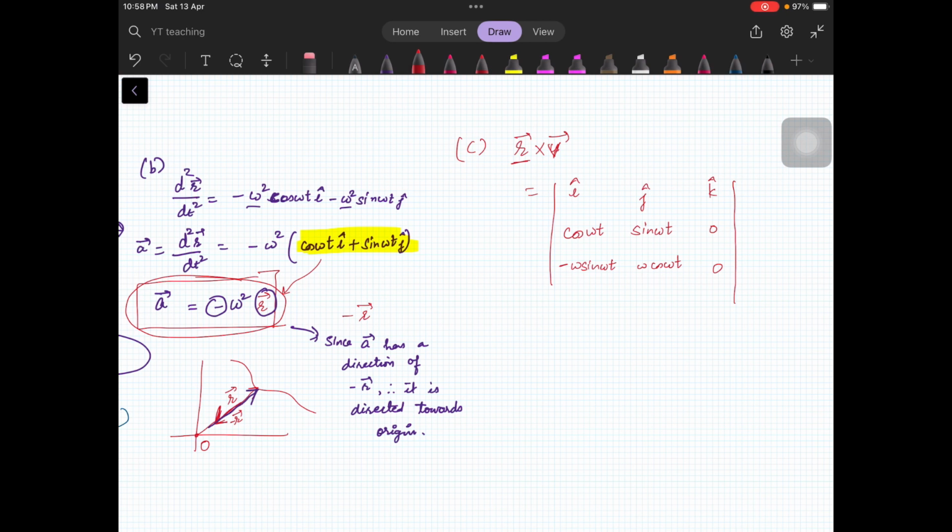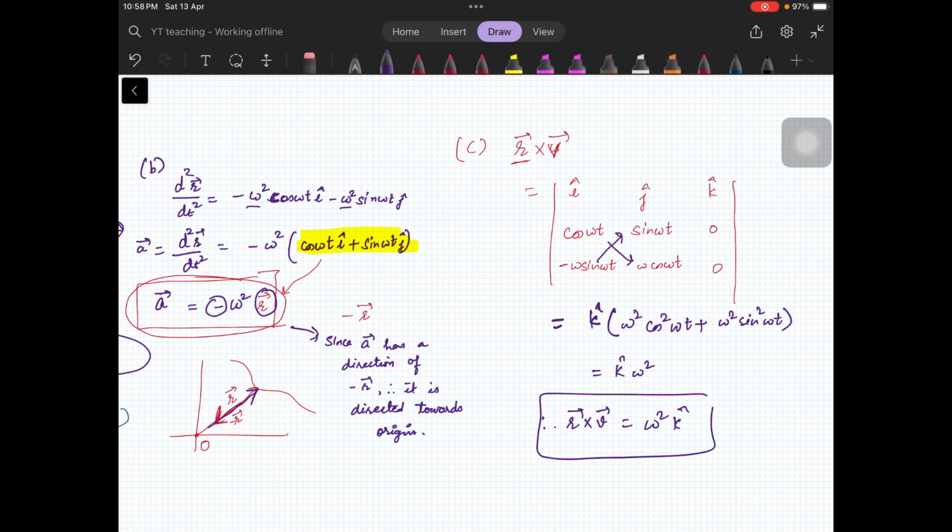And now when you compute it, like we do the cofactors, you are going to get only the k vector times, you multiply these two and these two, omega square cos square omega t plus omega square sine square omega t. So that would be k vector with omega square. Therefore r cross v is omega square times k vector, which is a constant vector, you can see. Right, I'm sorry, this is not omega square, this is omega, right? Okay, yeah. So this is the mathematical part of the question.